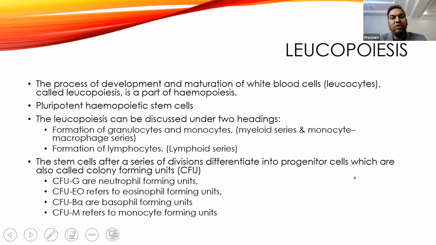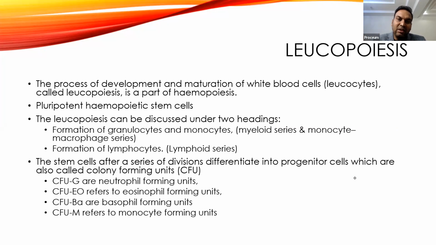Then come to the formation of the WBC, that is called leukopoiesis. Just like the formation of erythrocytes is called erythropoiesis, similarly, when there is a formation of WBC, that time we call it leukopoiesis, and it forms part of hematopoiesis. Along with erythropoiesis, leukopoiesis and thrombopoiesis together will form hematopoiesis.